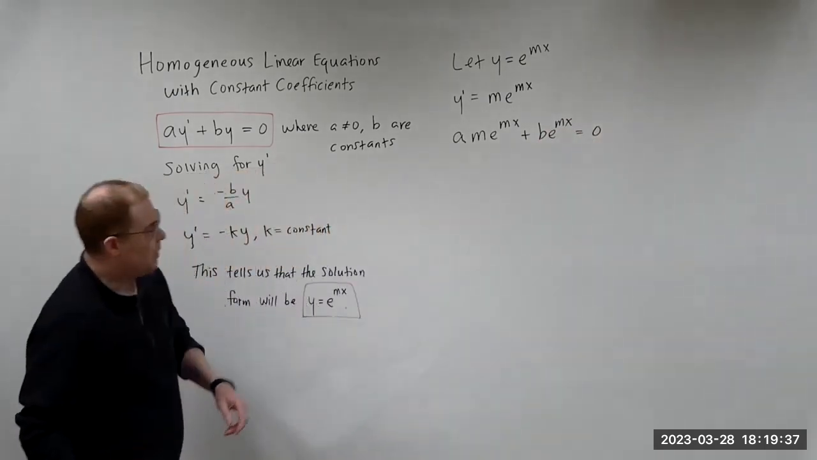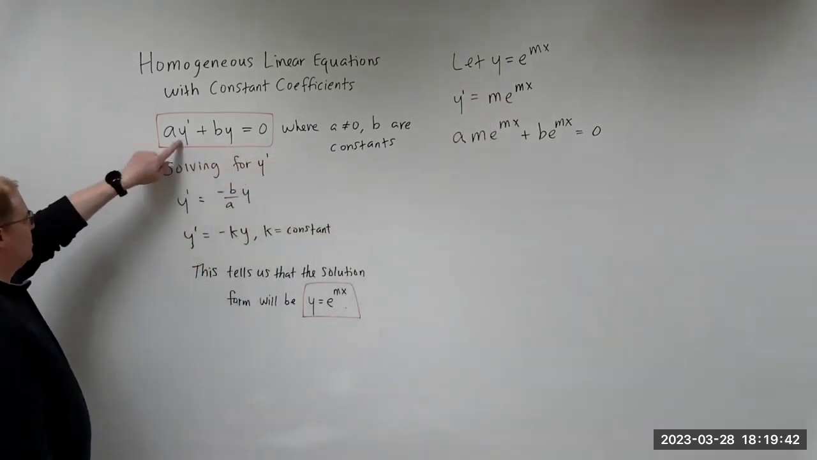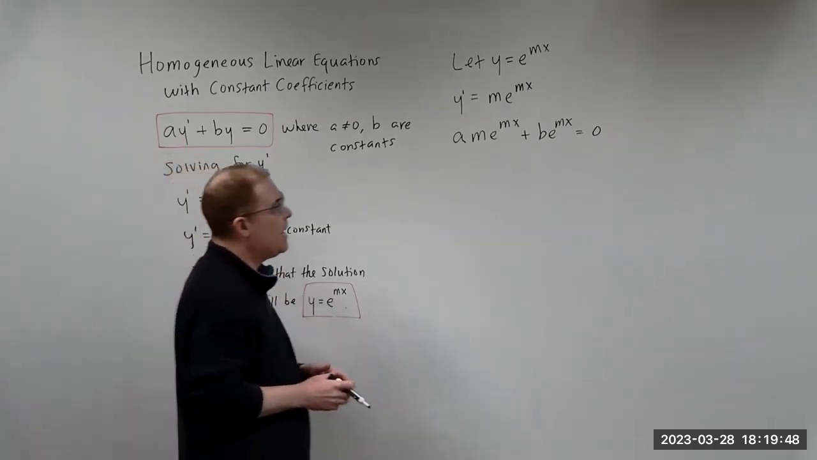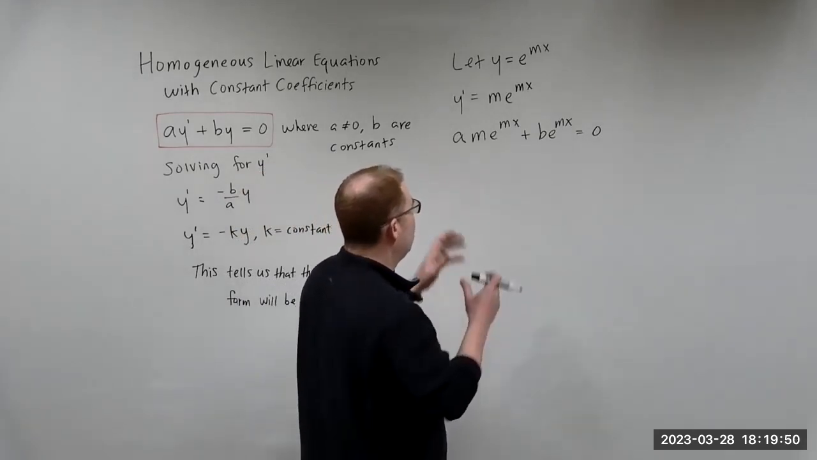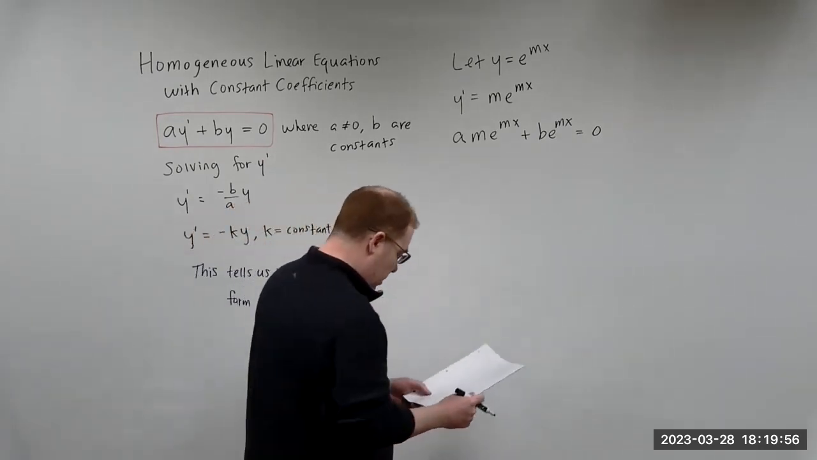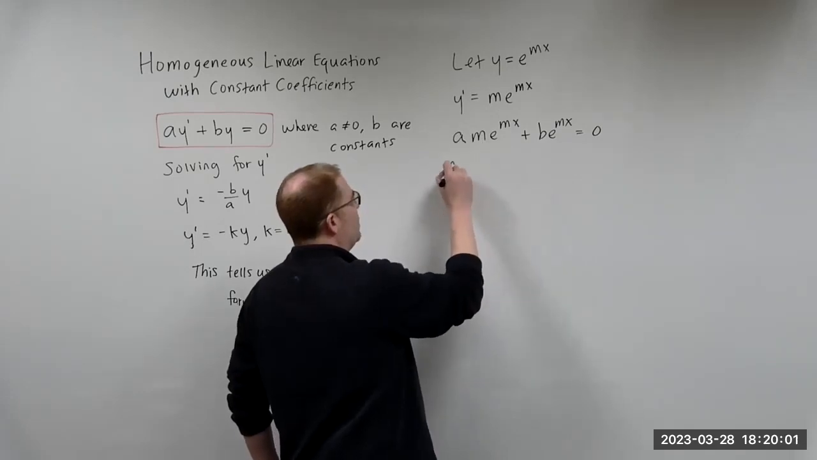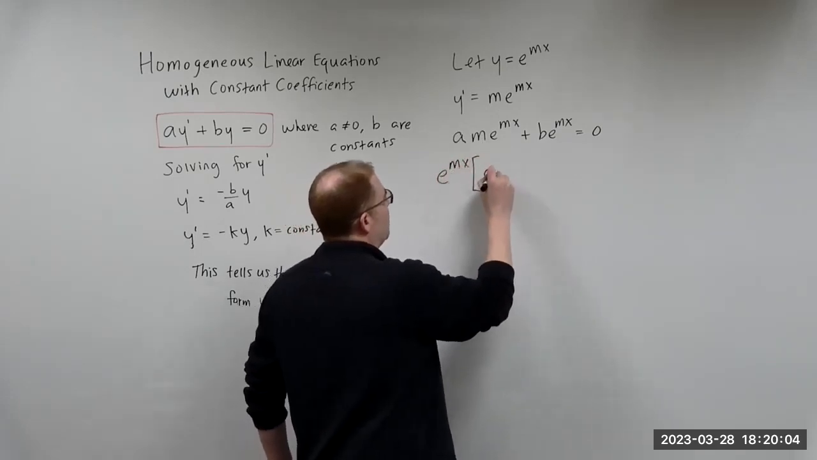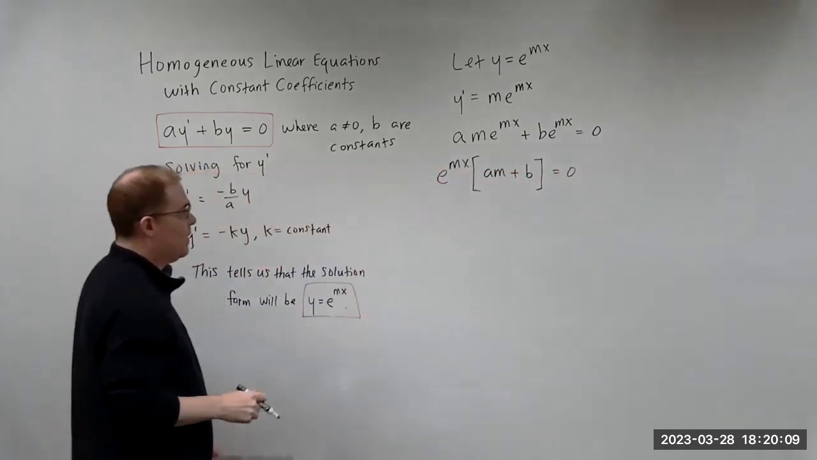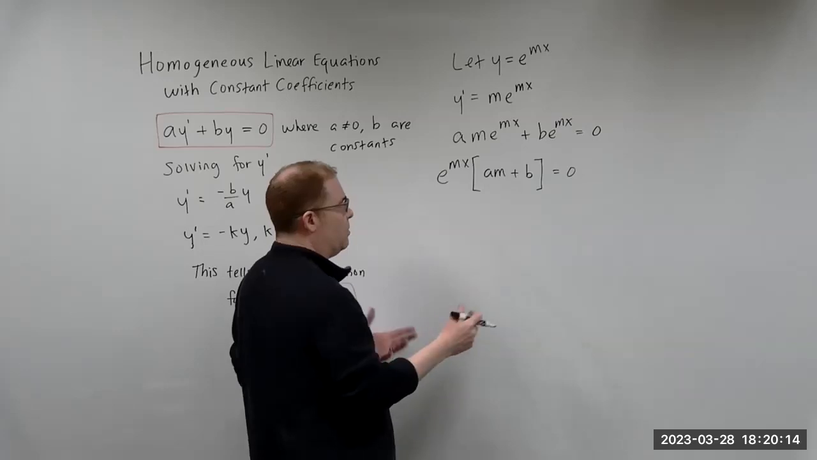All right. So basically I took this, substituted here. I took the derivative of y, substituted here. And then from here, what we have is we can solve for m, okay? We have a factor of e to the mx, so we can go ahead and take that out. We all know that e to the mx is never going to be zero.